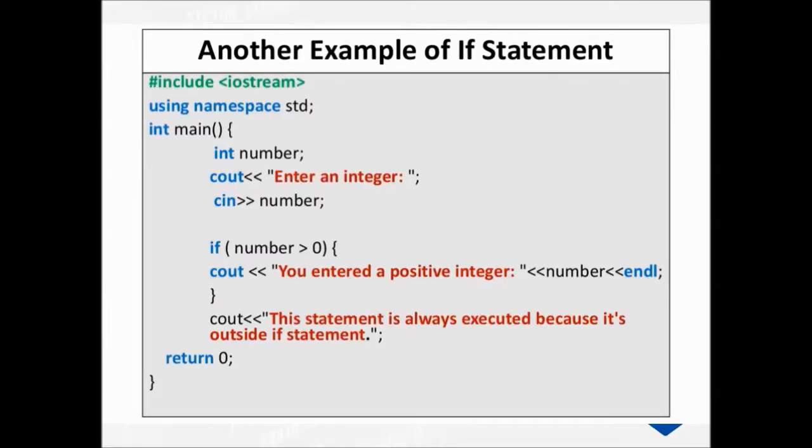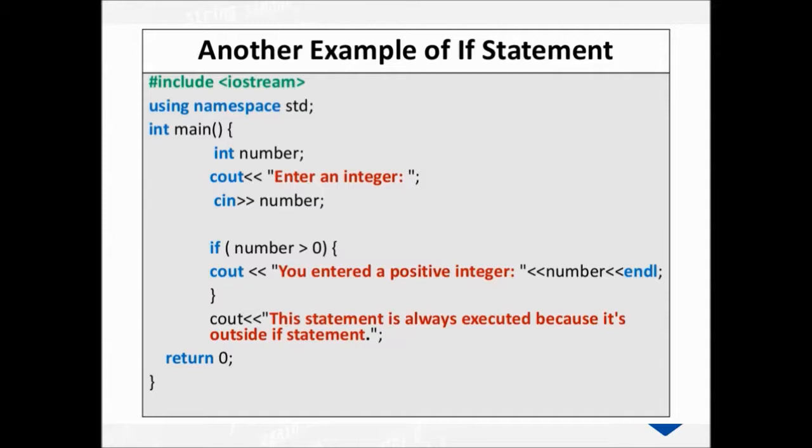Another example of an if statement. In our main program, we declare any number variable, number. This time we want to get a value from the user. After getting the value from the user, we set the condition on this number. If the number is greater than 0, then it shows us: you entered a positive integer.